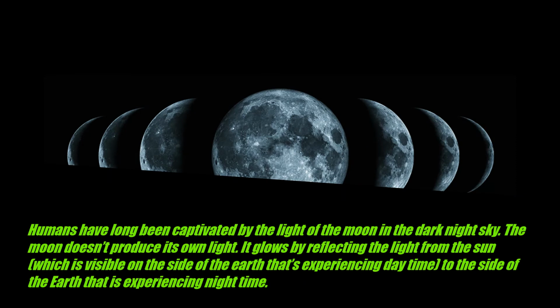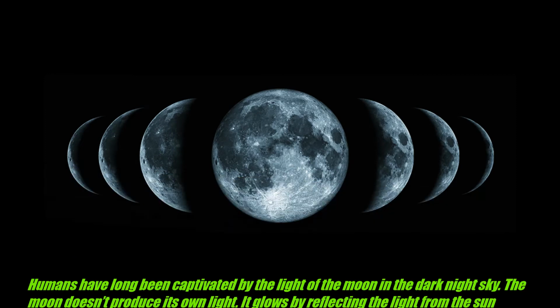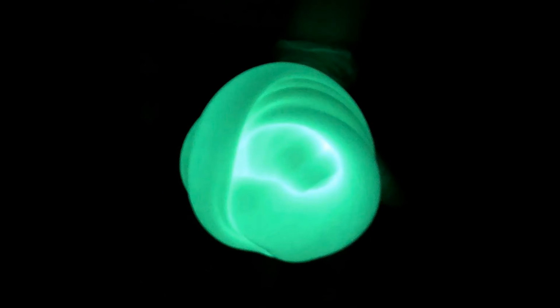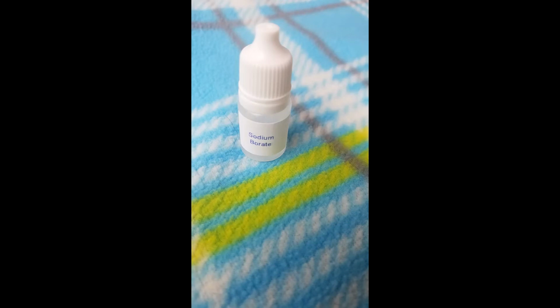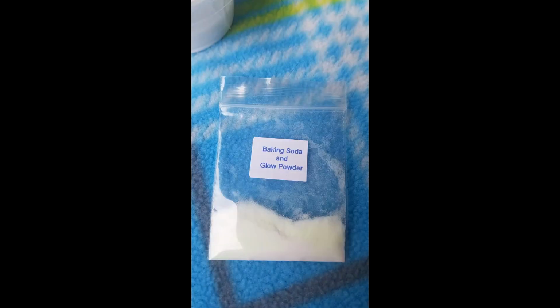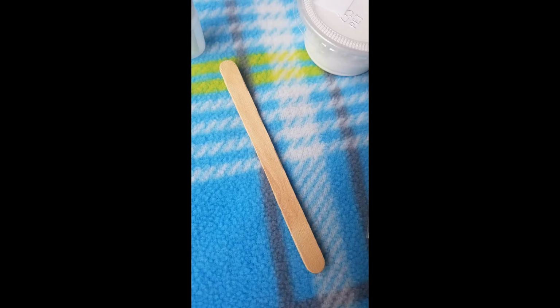Humans have long been captivated by the light of the moon in the dark night sky. The moon does not produce its own light. It glows by reflecting the light from the sun, which is visible on the side of the Earth that's experiencing daytime, over to the side of the Earth that's experiencing nighttime. We're going to use chemistry to mix up some goo that glows like it could have been scooped straight from the moon. For this experiment, you'll need your Elmer's glue, sodium borate, baking soda and glow powder mixture, and a popsicle stick.